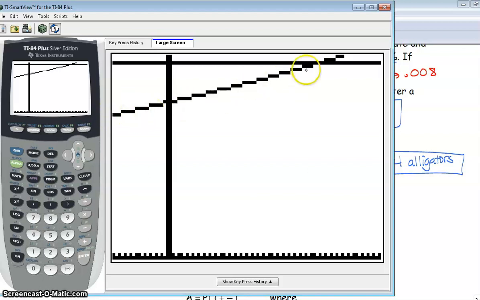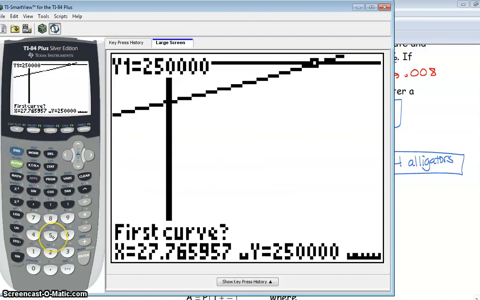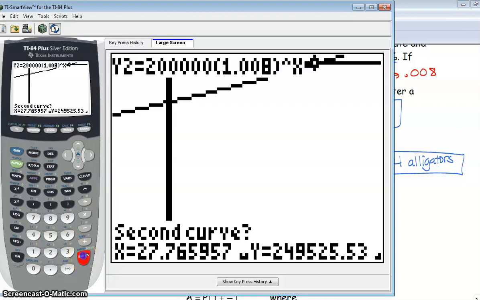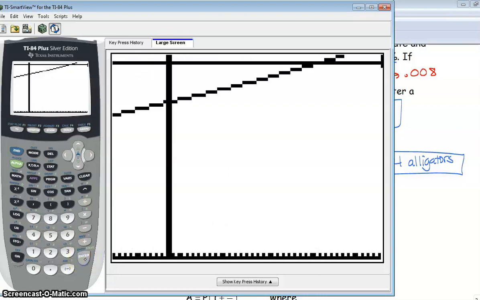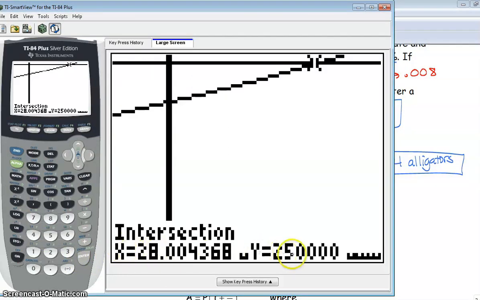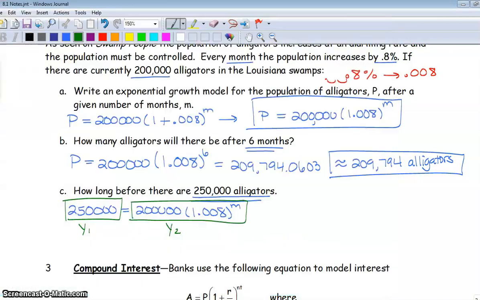Now our exponential growth model is right here. This represents the growth of the alligators. The horizontal line represents when that population meets 250,000. So I want to find that intersection point. I do second trace, number 5, first curve enter, second curve enter, and then guess, and I find my intersection point.